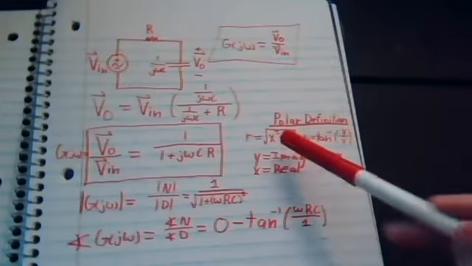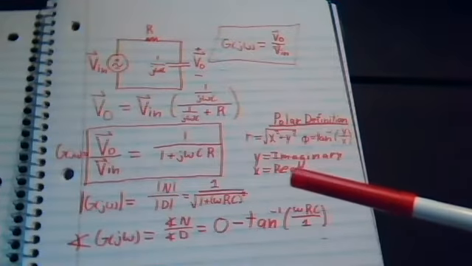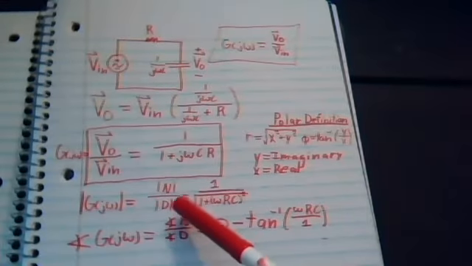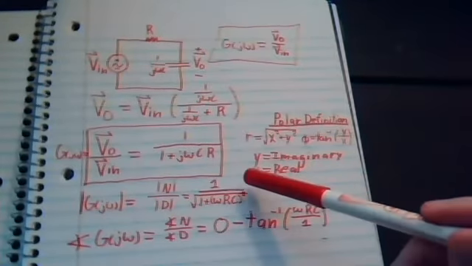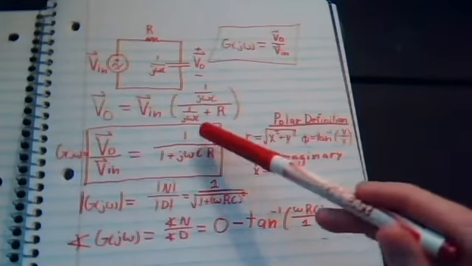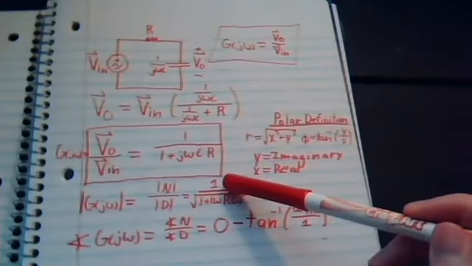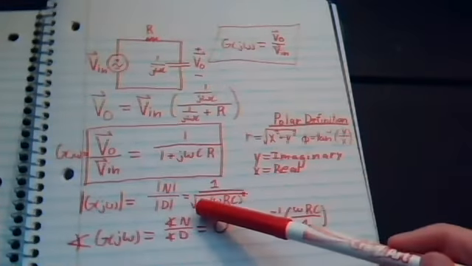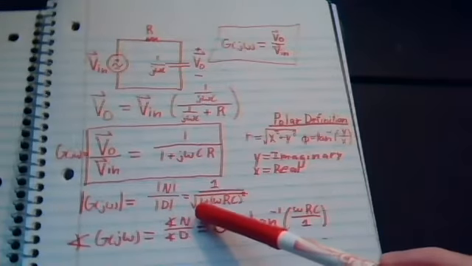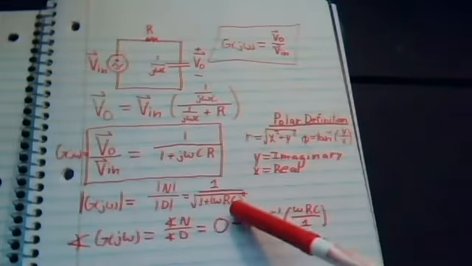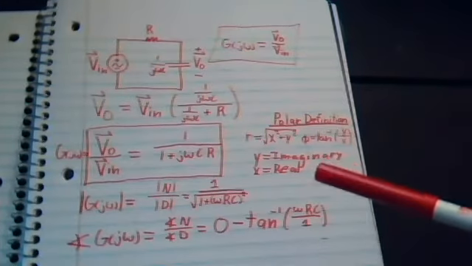So applying these formulas to this transfer function, we get that the magnitude is just the magnitude of the numerator over the magnitude of the denominator. That is to say, we'll get just 1 in the numerator, because the square root of 1 squared is still just 1. And then the denominator will be the real term 1 squared, which is just 1, plus the imaginary term squared, which is omega RC squared, all under a radical.